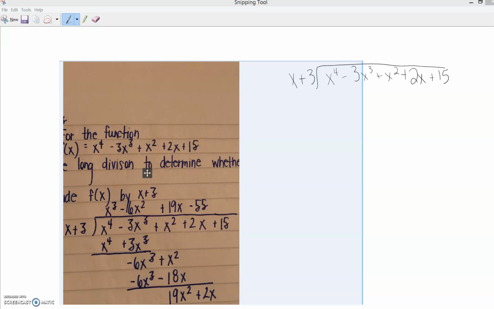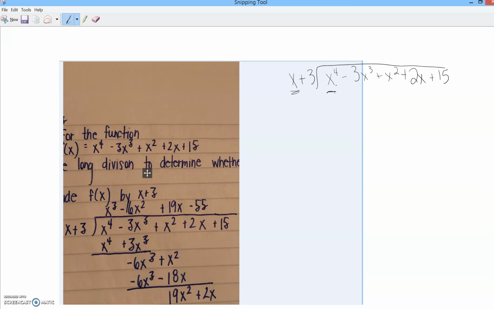Okay, so in order to work this problem long division, the first thing we're going to do is we're really going to treat it just like we would if we were doing long division with just numbers. We are going to ask ourselves, how many times will x go into x to the fourth?